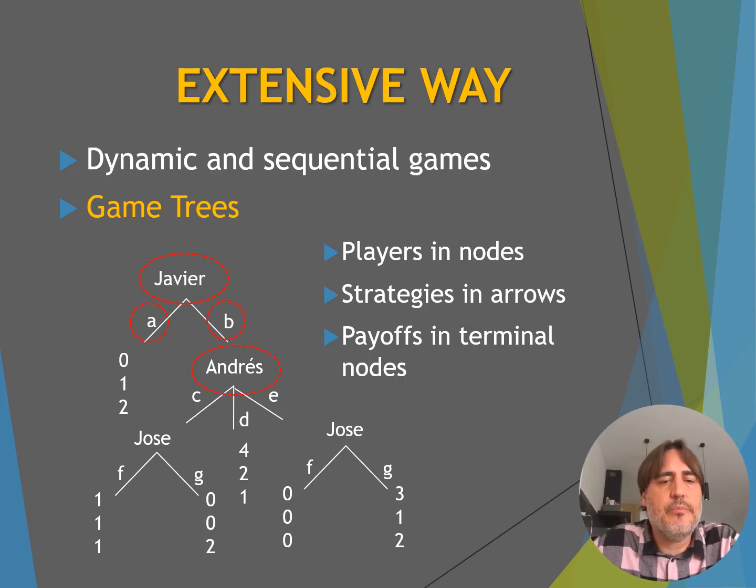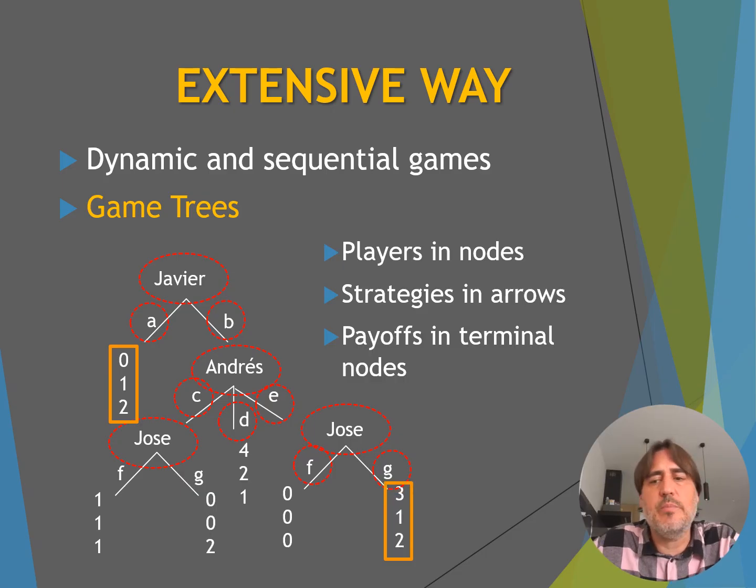If he plays D, the game ends. But if he plays C or E, then it's Jose's turn. Jose has only two likely strategies, F or G, and whichever he chooses, the game ends. At the end of each branch that leads to the end of the game, we find the payoffs for each of the three players. For example, if Javier plays A and the game ends, he earns 0, while Andres and Jose earn 1 and 2 respectively.